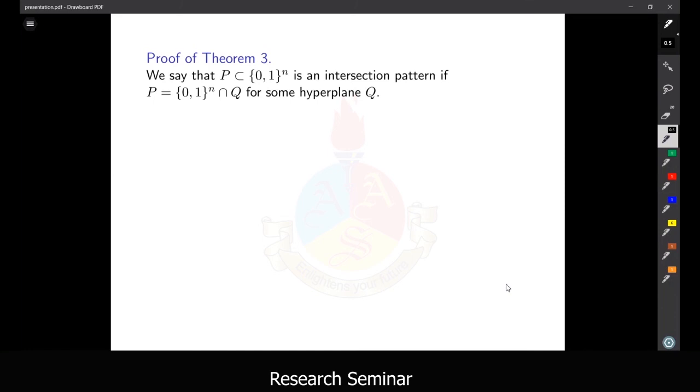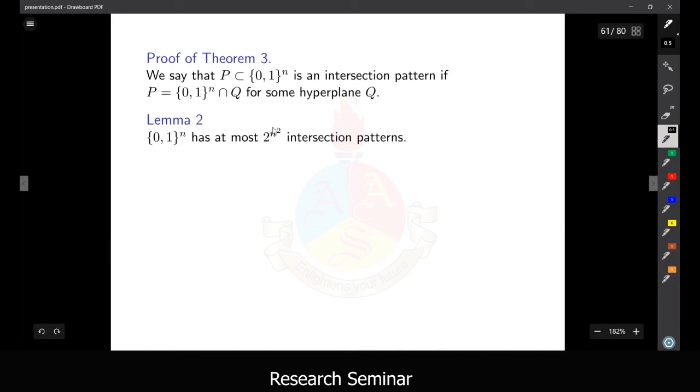And for Theorem 3, we will need some tools to prove such a result. To get the lower bound, we will introduce the notion of an intersection pattern. We say that a subset of a hypercube is an intersection pattern if it is equal to the hypercube intersected with some hyperplane. Our lemma says that a hypercube has at most 2 to the power n squared intersection patterns. It is quite an improvement if we compare it to the number of all possible subsets, which is 2 to the 2 to the n.